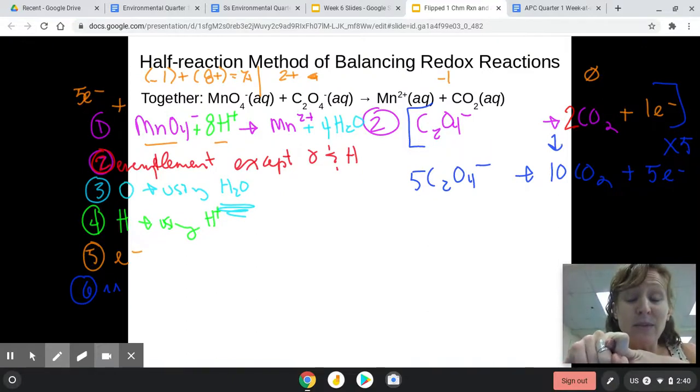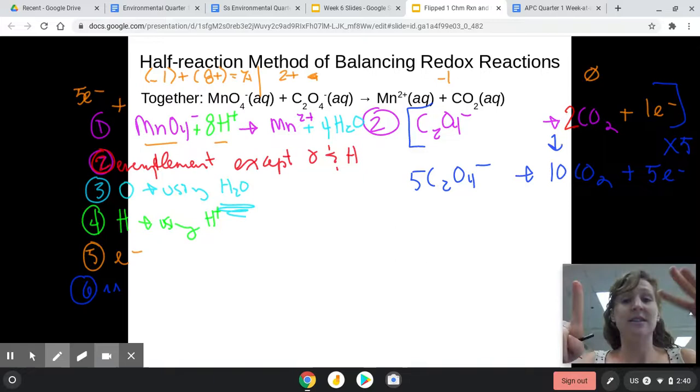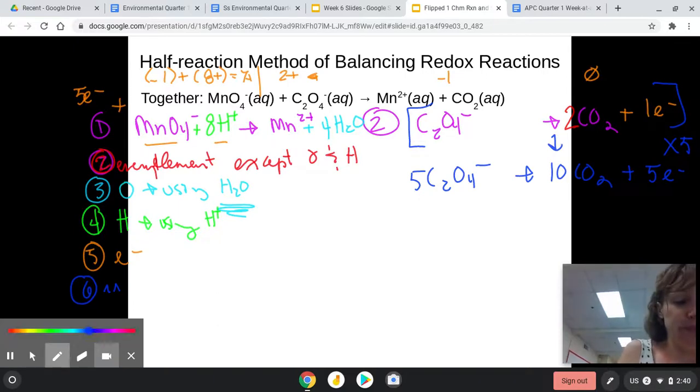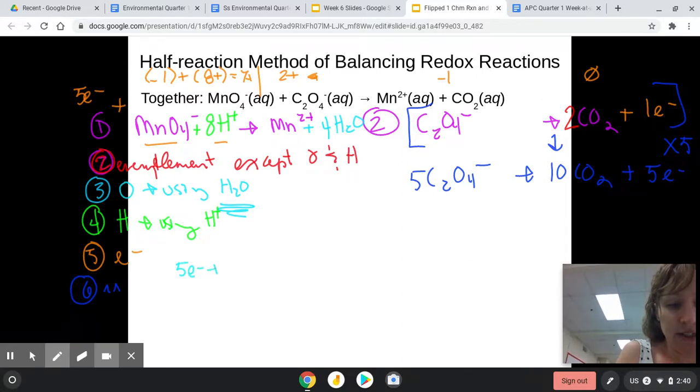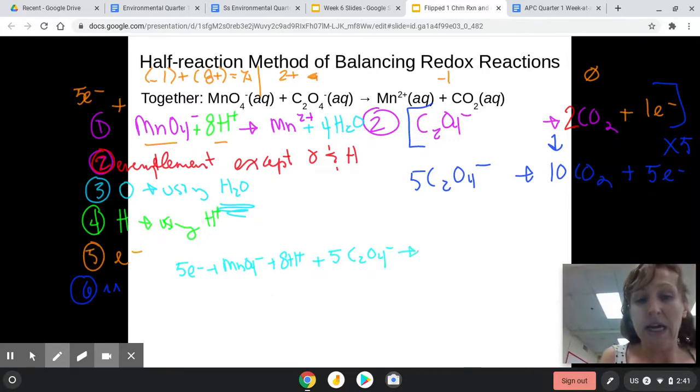All my elements are balanced, my oxygen is balanced, my hydrogen is balanced, my electrons are balanced. Woo! Now we can put it together. All right, so I have 5 electrons plus MnO4 minus plus 8 H pluses plus 5 C2O4 minuses. That is my reactants.